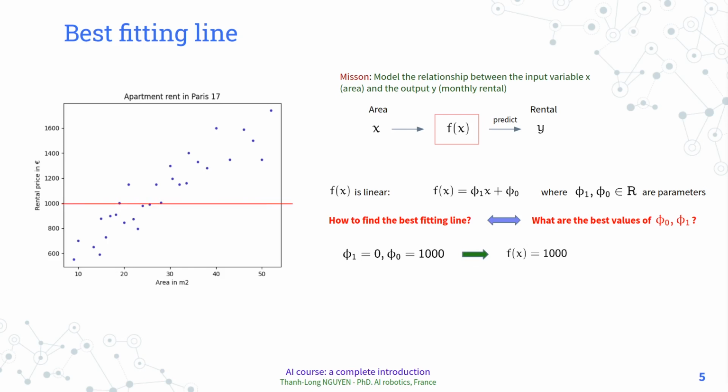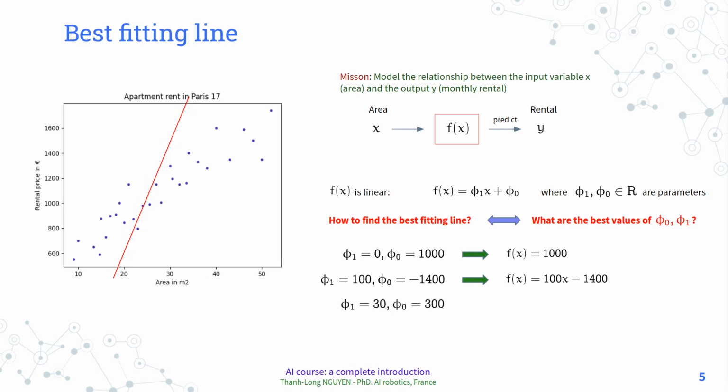But it doesn't look like a good solution to our use case. Let's try again with other values: phi1 equals 100 and phi2 equals minus 1400. Then f of x will be 100x minus 1400, and its graph will be like this. However, it still doesn't look very well to fit the data points.